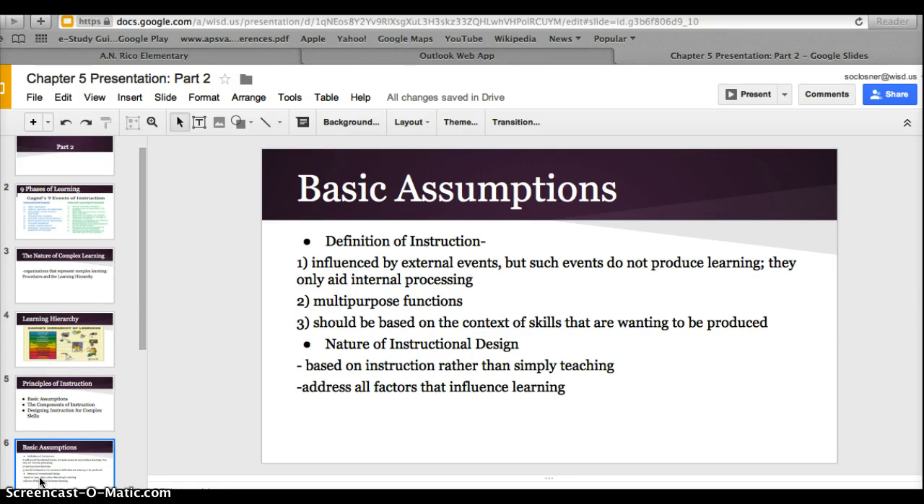The nature of instruction design. The focus in Gagne's principles is on instruction rather than simply teaching. The intent is to address all the events that may directly influence an individual's learning.